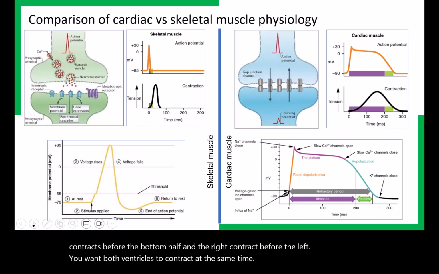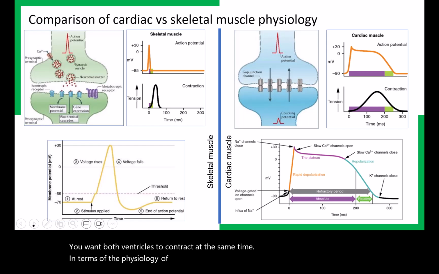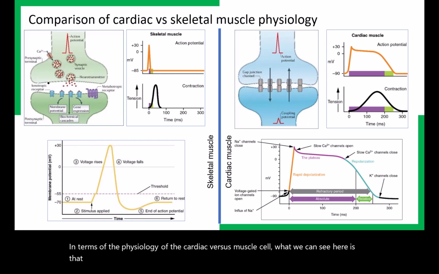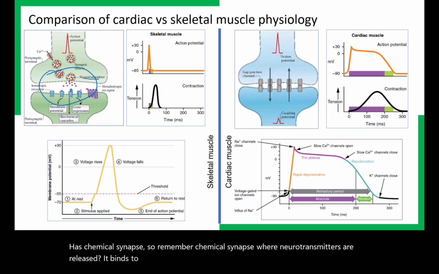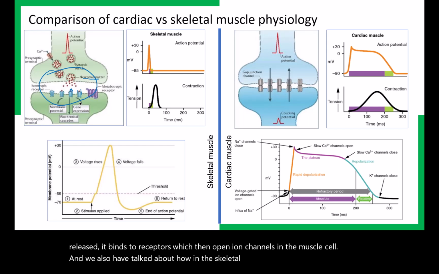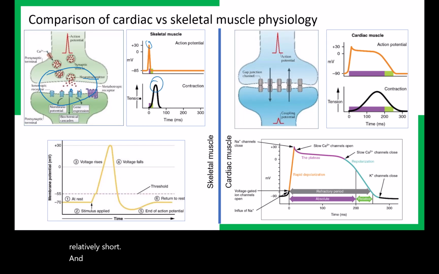In terms of the physiology of the cardiac versus skeletal muscle cell, what we can see here is that skeletal muscle has a chemical synapse. So remember chemical synapse, where neurotransmitters are released, bind to receptors, which then open ion channels in the muscle cell. And we also talked about how in the skeletal muscle, the action potential is relatively short and the contraction is also relatively short.